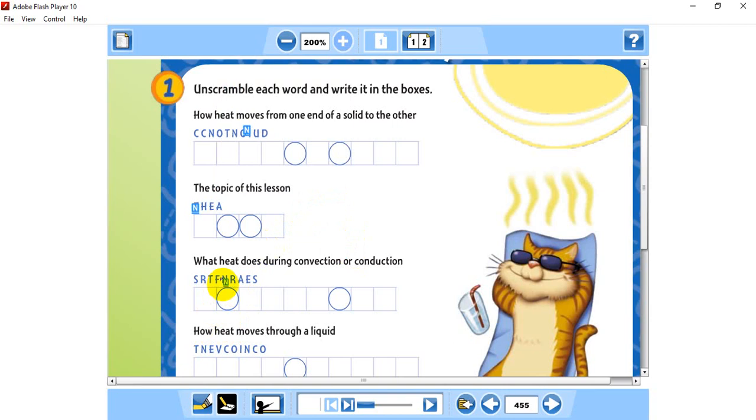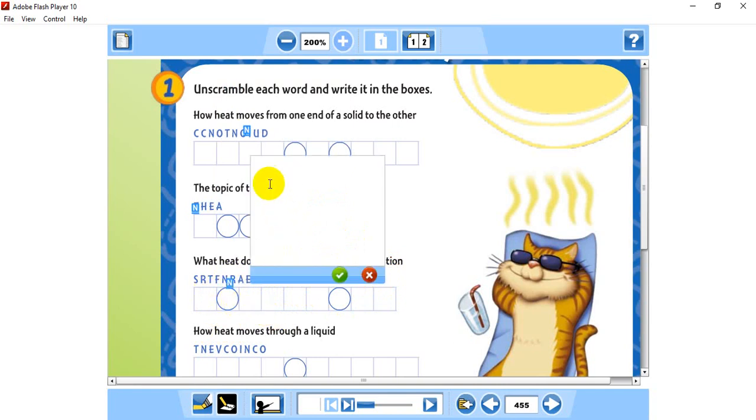Okay, now what does heat do during convection and conduction, guys? During convection and conduction, what will happen exactly here? Try to reorder the letters here. So I will write what? Transfers. Okay guys, it will transfer from one object to another. In convection and conduction, the heat will travel. Transfer. So I will write here what? Transfers.